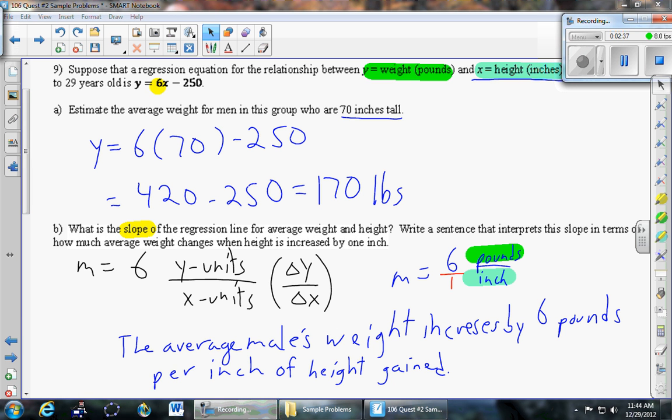So I've written a sentence at the bottom. The average male's weight increases by 6 pounds per inch of height gained. It doesn't need to be word for word, but should incorporate the ideas of that sentence.